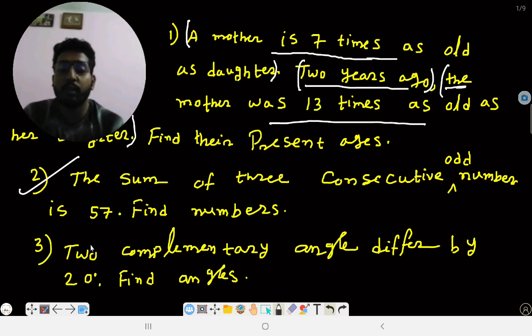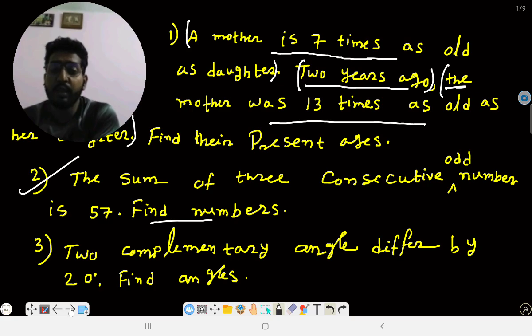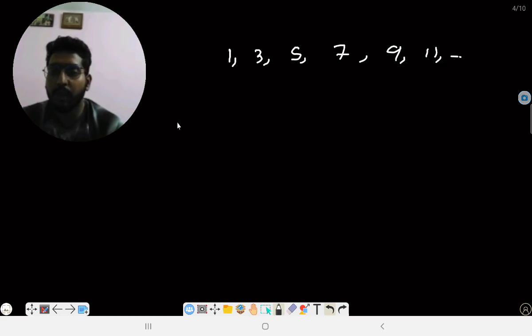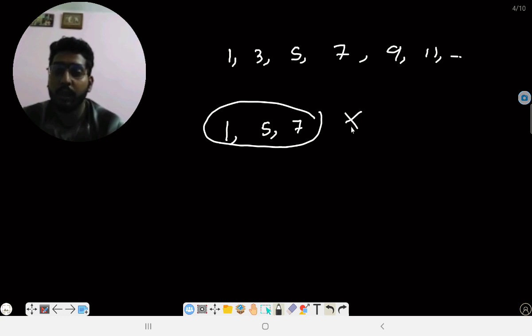Sum of 3 consecutive odd numbers is 57. Find the numbers. Now first of all, what do you mean by consecutive? Odd numbers means 1, 3, 5, 7, 9, 11 and so on. Consecutive means next. Suppose 1, 5, 7, are those consecutive? No, they are not consecutive, because after 1 the first odd number is 3. So 1, 3, 5 are consecutive odd numbers.